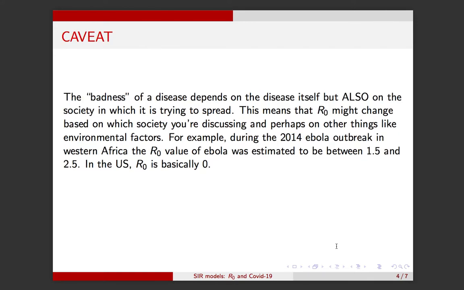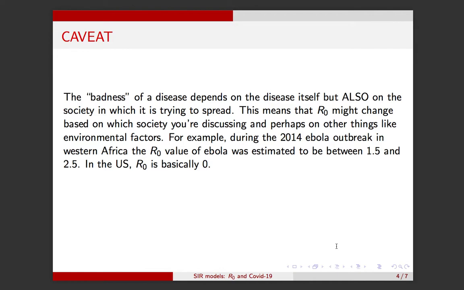Okay, so a big old caveat here. This R0 value is not like some intrinsic property of the disease. It's not like measles everywhere always has an R0 value of 12. Of course, how contagious a disease is does depend on the disease itself. I mean, some diseases are more contagious than others. However, the R0 value also depends on the society that the disease exists in, or even on things like environmental factors or seasonal factors.